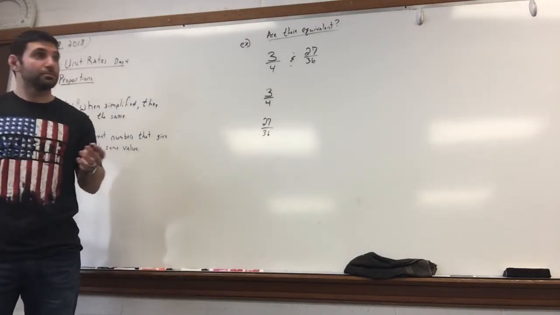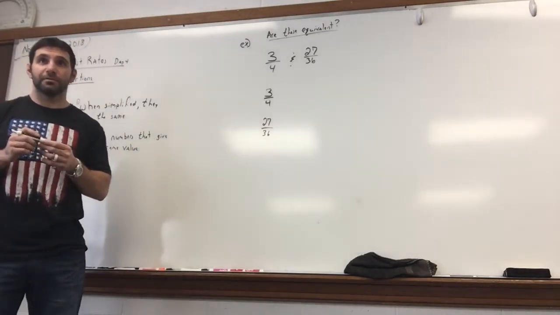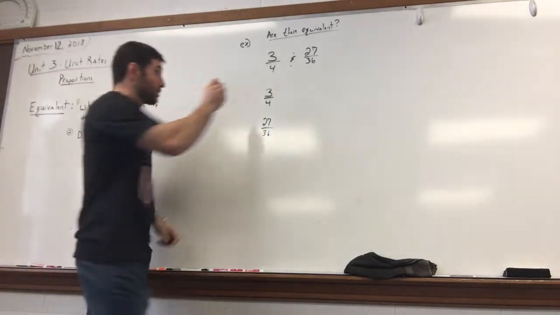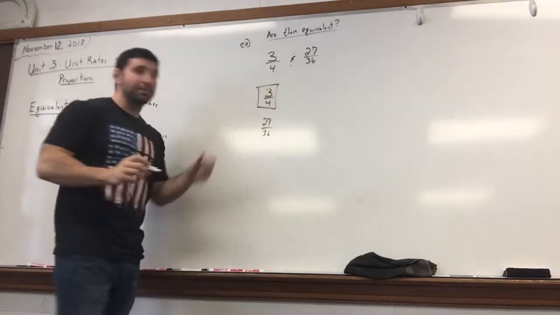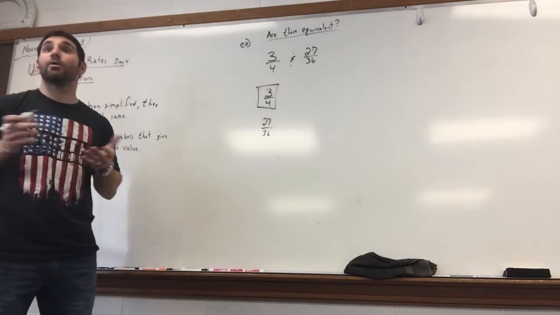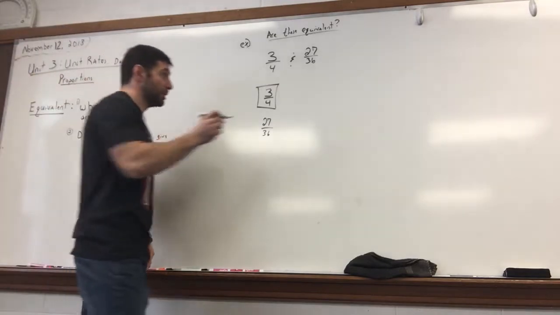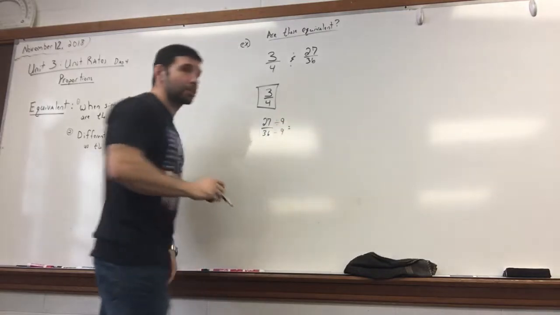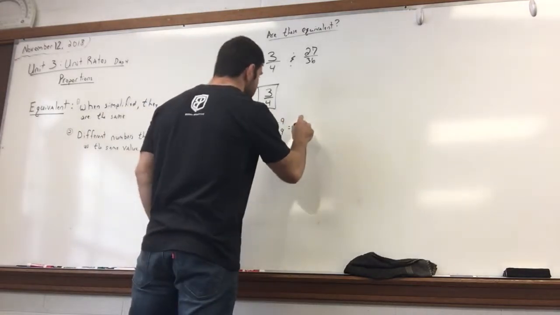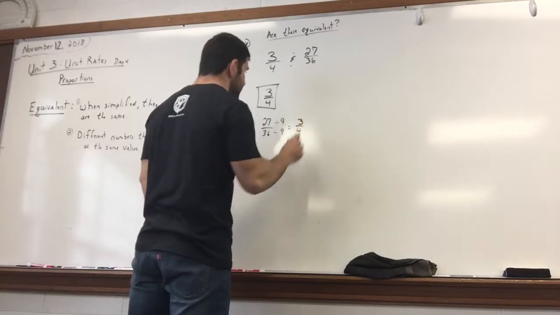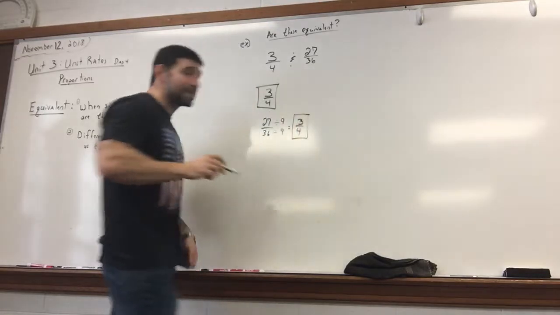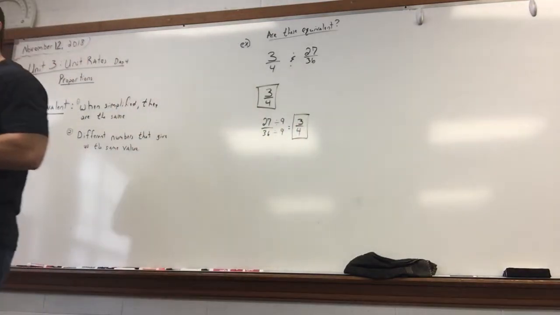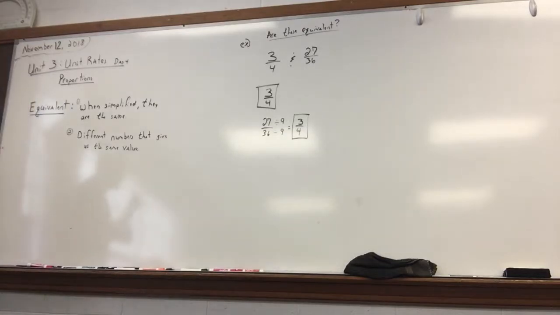Can I simplify 3/4 at all? Cooper? Yes. Okay, how do I simplify 3/4? Oh, not simple. Okay, so 3/4 is done. Can I simplify 27/36? Yeah. How? Dividing by what? 9. So we divide both the numerator and denominator by 9. 27 divided by 9 is 3. 36 divided by 9 is 4. When simplified, the fractions are the same. Therefore, they are equivalent.